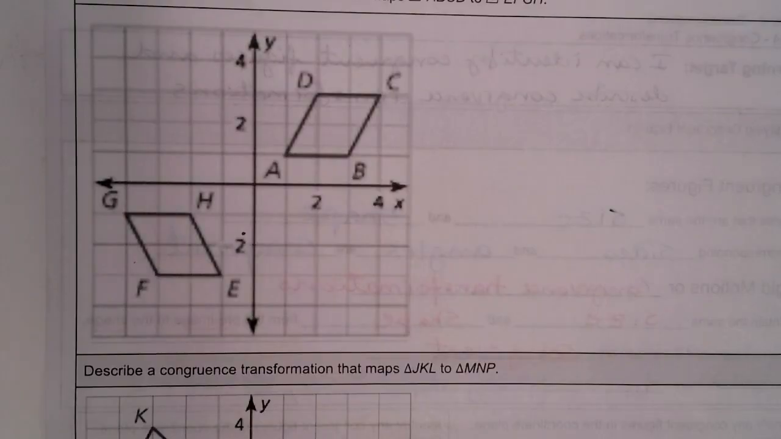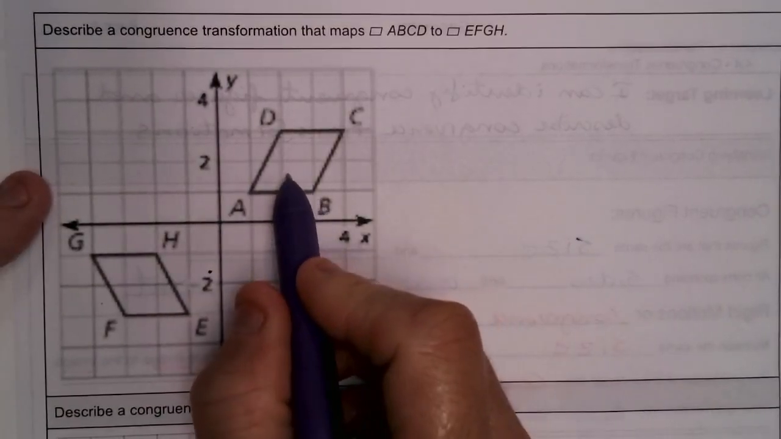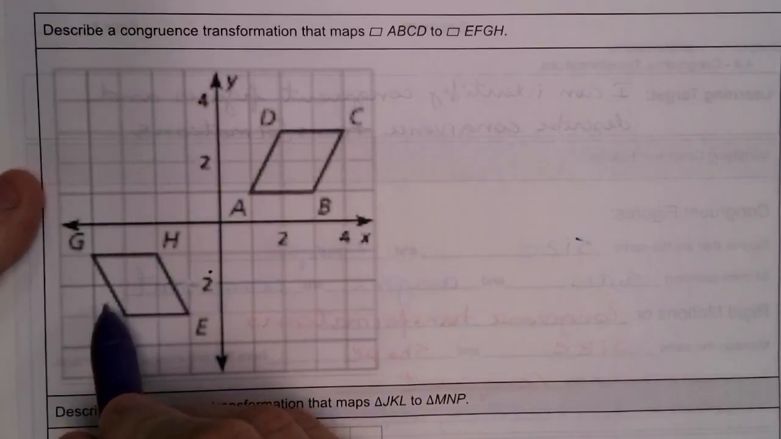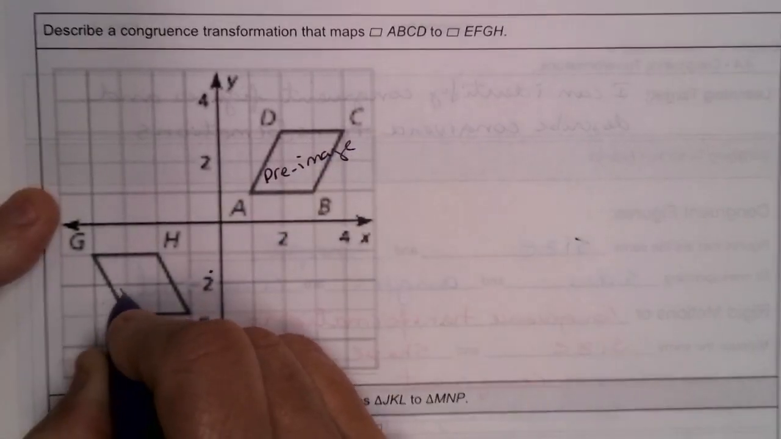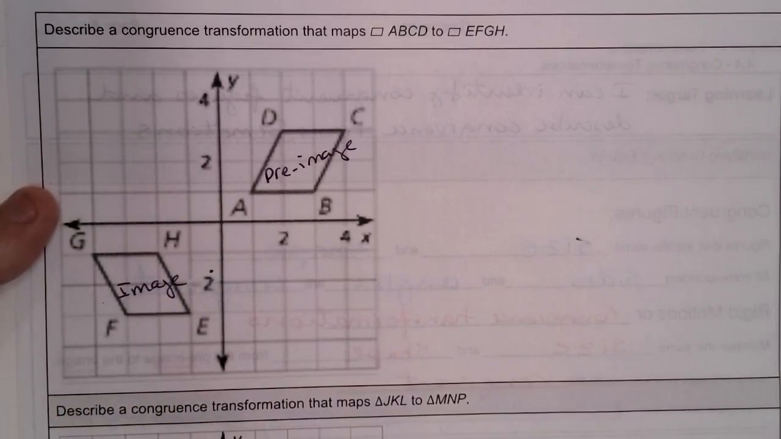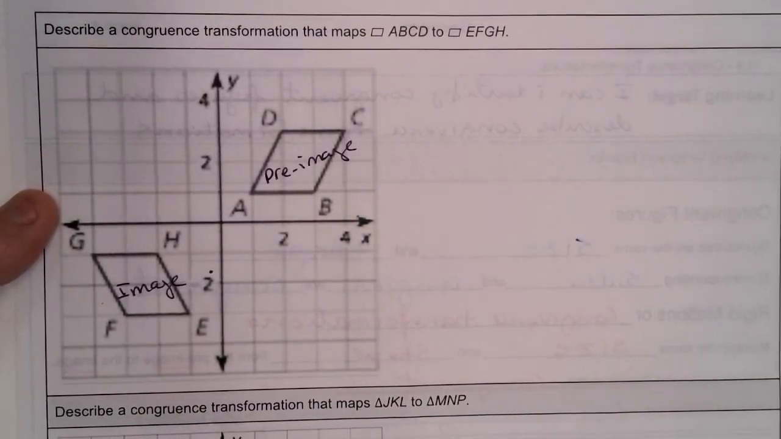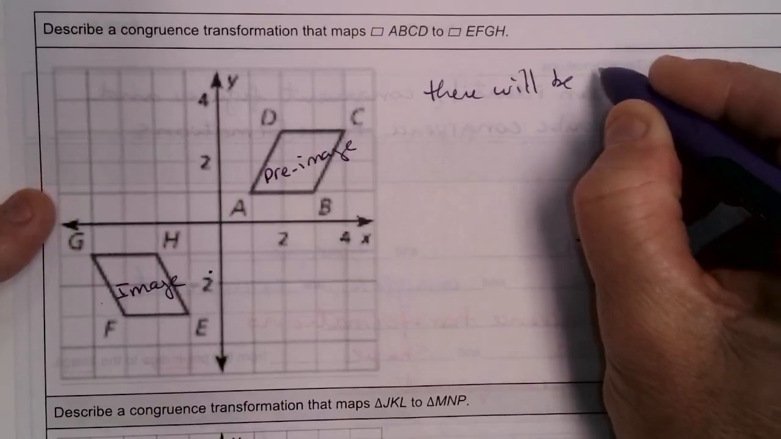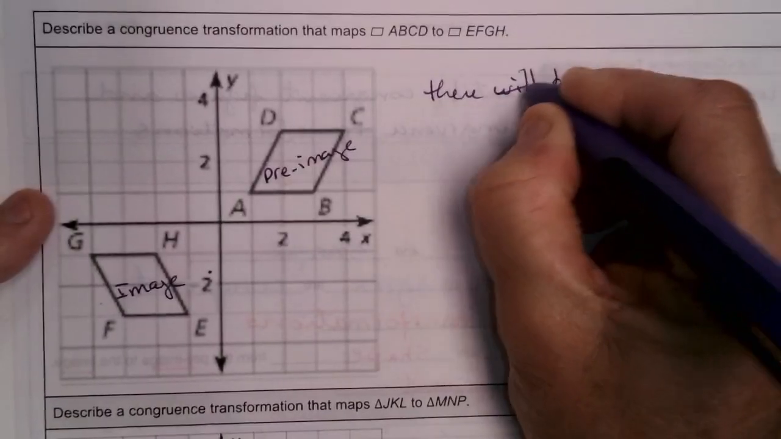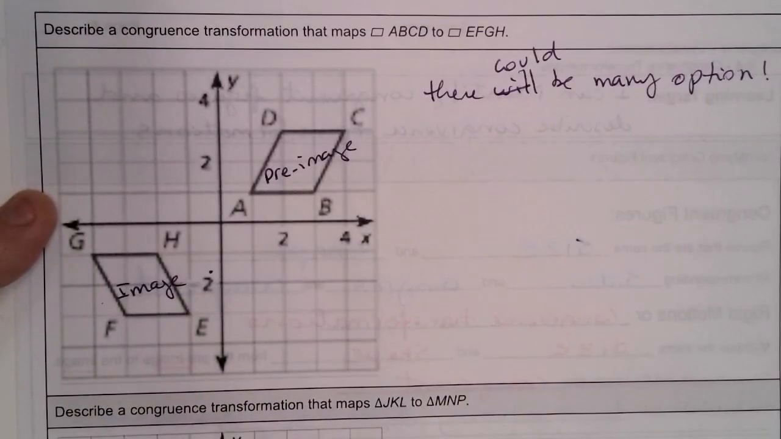All right, so let's take a look at the next problem here. This one, I want to describe a congruency transformation that maps quadrilateral ABCD to quadrilateral EFGH. Notice this one here is going to be your pre-image, and this one is your image. So it's important to identify where is your starting point and where is your ending point. Now, there could be many options to do this. So if you see one that's different than the one I'm doing, yes, it's possible.